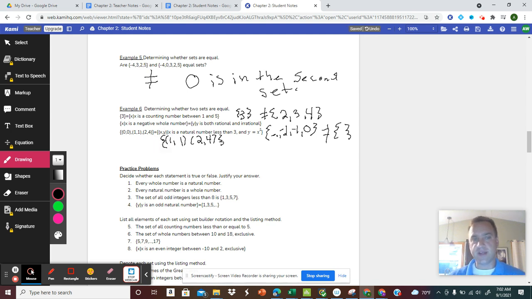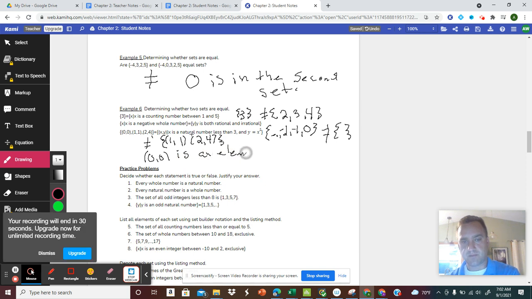What I want you to notice is that 0 is not a natural number. You might have thought that it was, but these two sets are not equal because (0, 0) is in the first set, but not the second set. So we can write that down too to justify our answer: (0, 0) is an element of the first set, but not the second set.